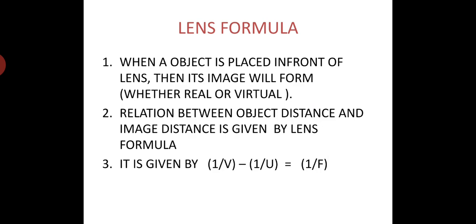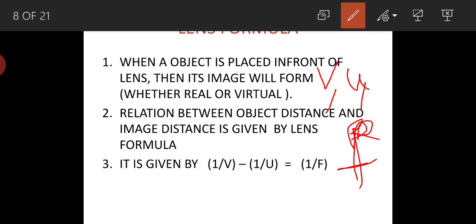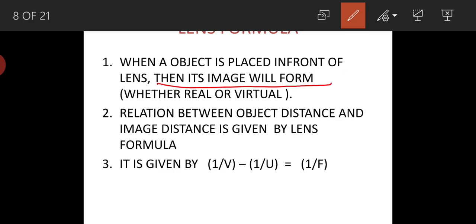Next, now let us see the lens formula. Lens formula is nothing but the relation between v, u, image distance, object distance, and radius and focal length f. When an object is placed in front of a lens, then its image will form.